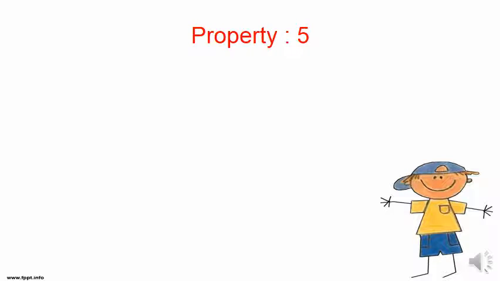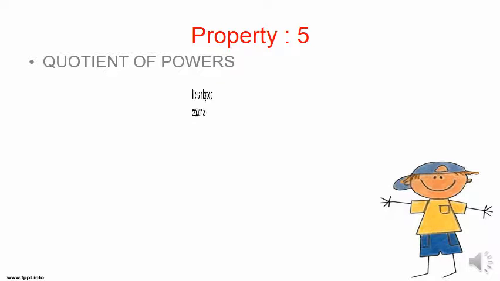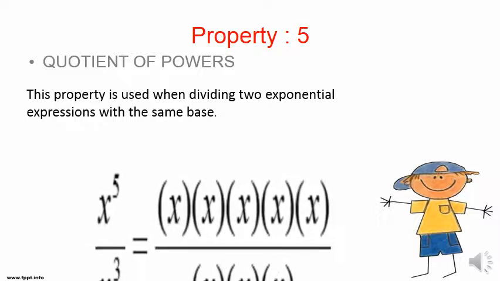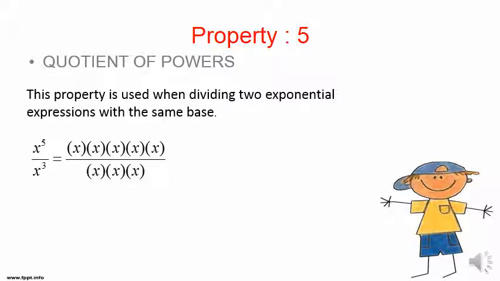Property 5, which is the last property, which is about quotient of powers. This property is used when dividing two exponential expressions with the same base. Take an example, x to the power 5 divided by x to the power 3. X to the power 5 is x times x times x times x times x. I didn't put here times because times and x are similar to each other. X cubed is x times x times x.